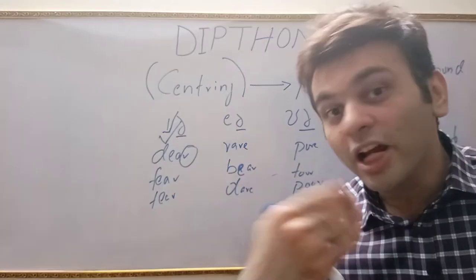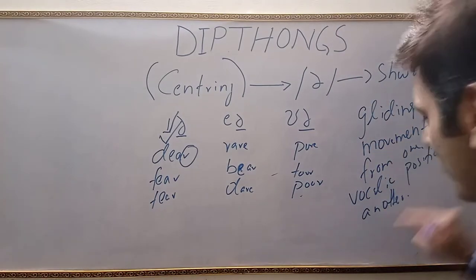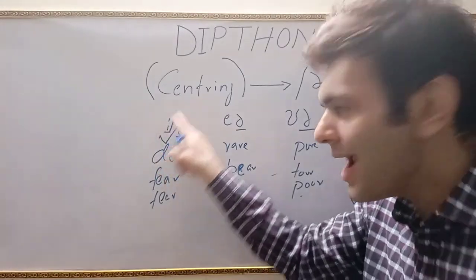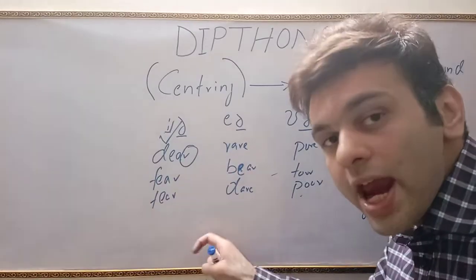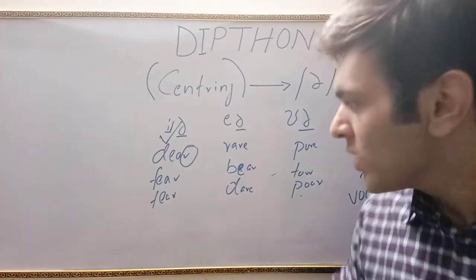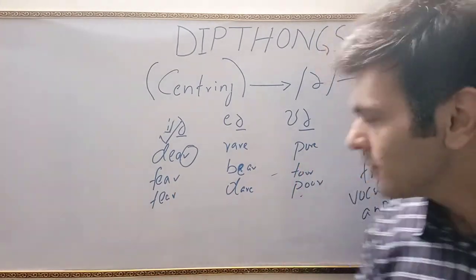This is something that you need to understand. Gliding movement from one vocalic position to another. In this one, fear, tear, dear. Now this is the first.